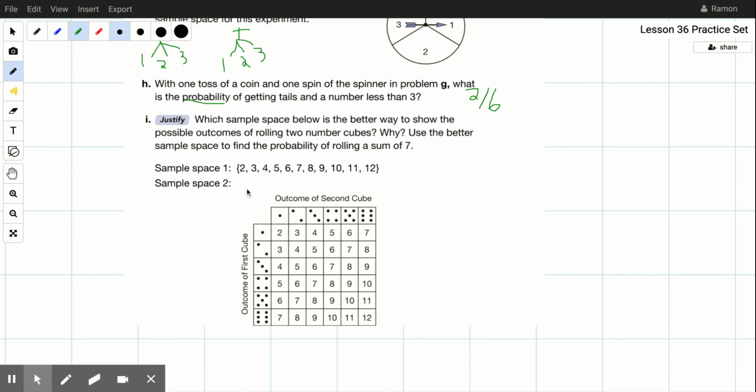So sample space 2 is better to display the sample spaces than sample space 1. And to find the probability of rolling a sum of 7, we find out how many total possibilities you have in sample space 2, which is 1, 2, 3, 4, 5, 6 by 1, 2, 3, 4, 5, 6. 6 times 6 is a total of 36. And then find all the 7s that are here, and that would be your numerator.